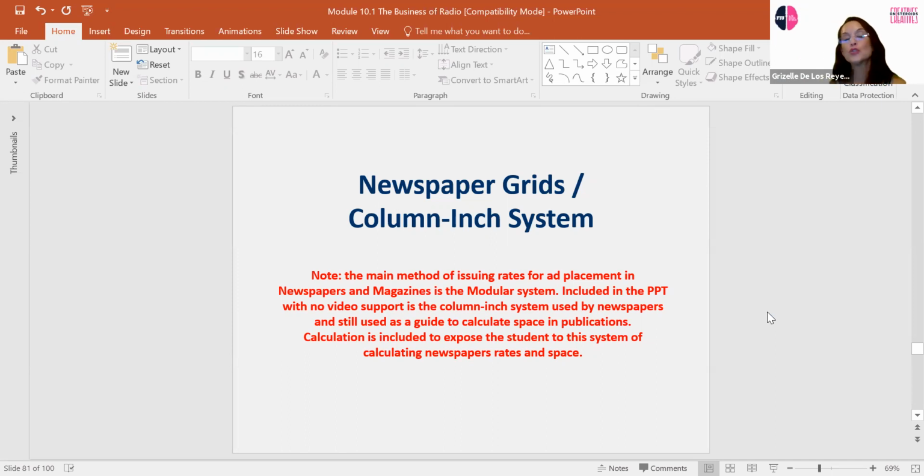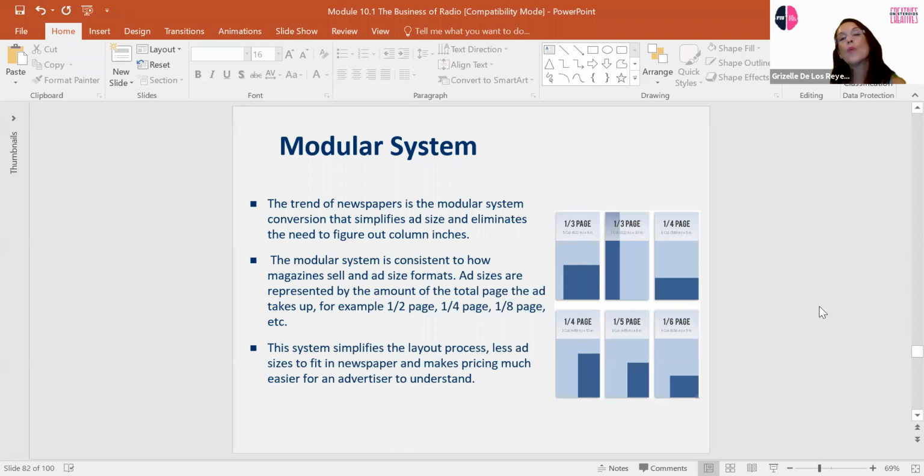Now, let me make sure that you also understand that the way that print is moving is not necessarily in column inches, but in what is called the modular system. What this means is that print is going to price based on a third of a page, a fourth of a page, half a page, and they're going to tell you, okay, for a half a page, like you saw in the print rate card, a half a page in this publication is going to cost you X amount of dollars, and you create a half a page, black and white, or color, or what have you. So print, rather than doing the column inches, is using what is called the modular system.